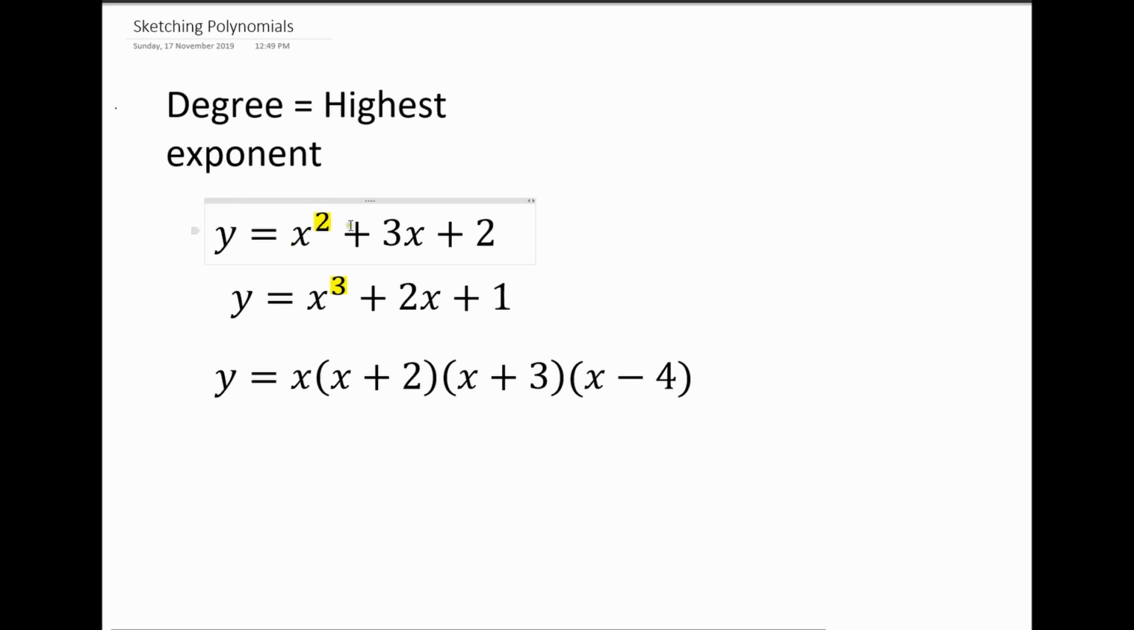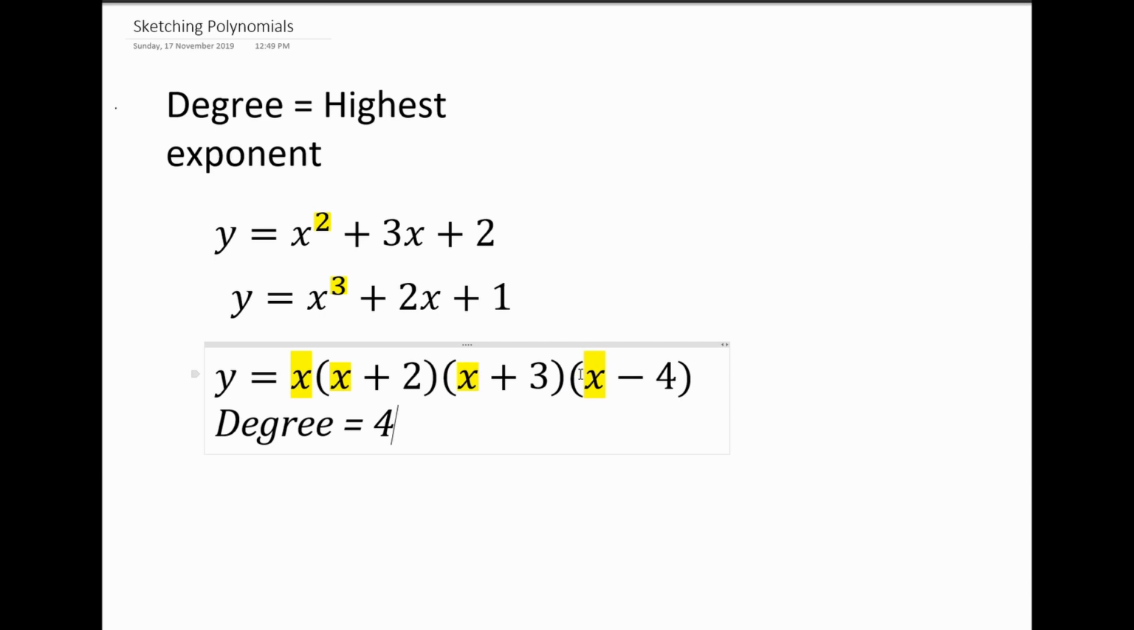So for the first equation, the degree is 2. In the second equation, the degree is 3 because those are the highest exponents in those equations. And then for this one, which is already in factored form, we find all the variable x and multiply them to each other, x times x times x times x. It will result in x to the 4. Thus, the degree of this function is 4.